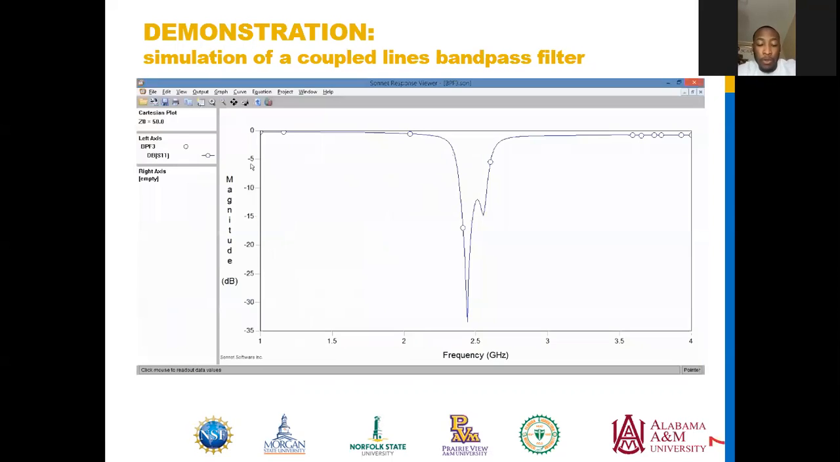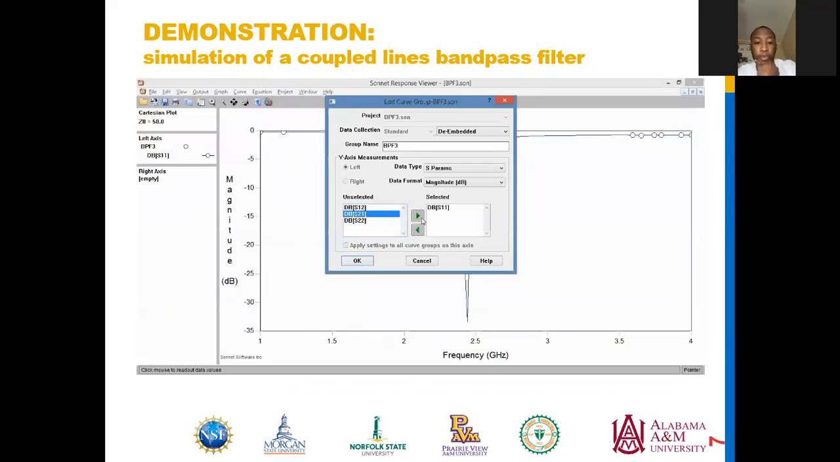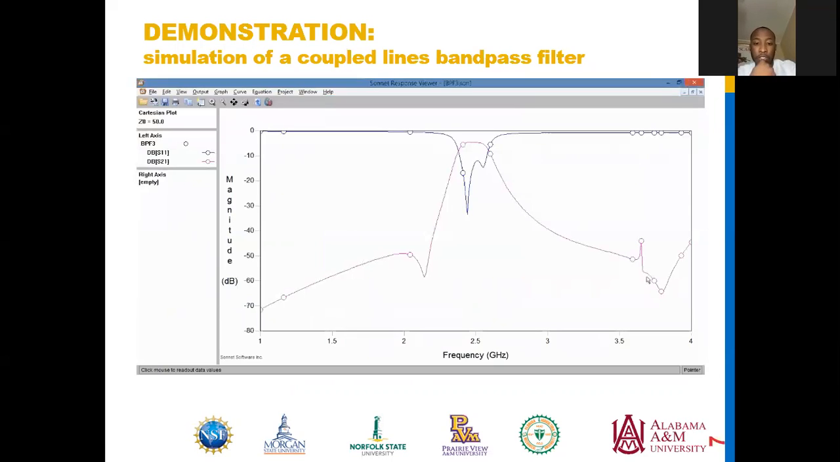And in this window, we have the graph results for the simulation of the bandpass filter. We have S11 and S21. At S21, we have a pass band at 2.5 gigahertz.